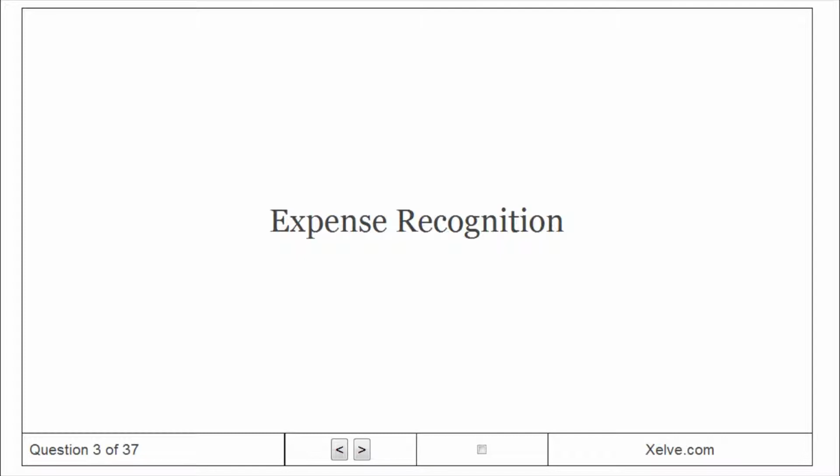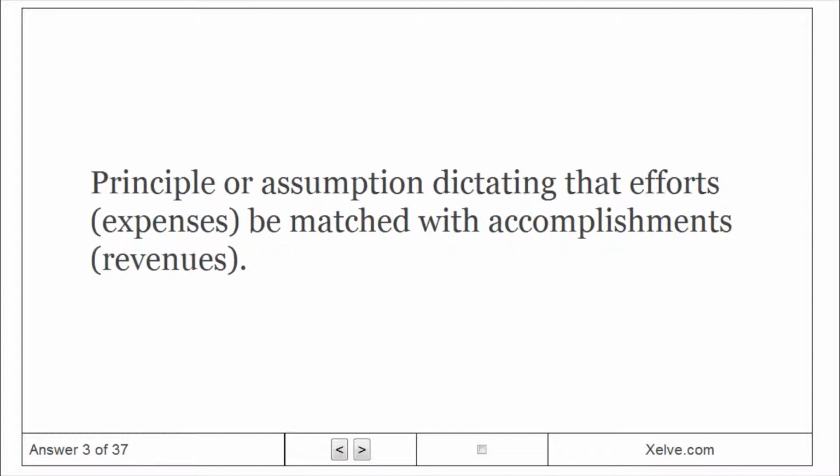Expense recognition. Principle or assumption dictating that efforts be matched with accomplishments.